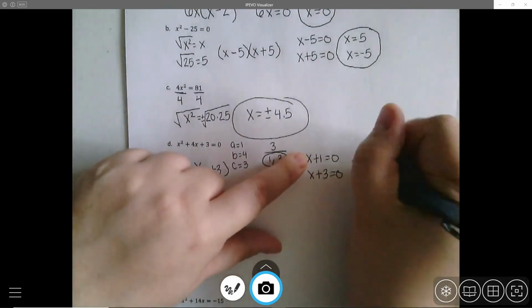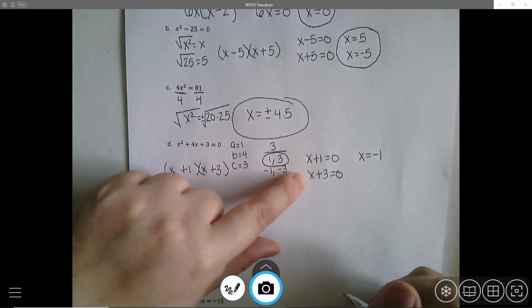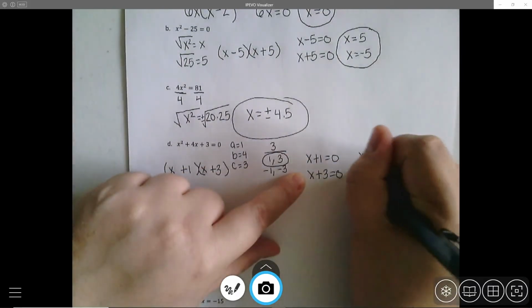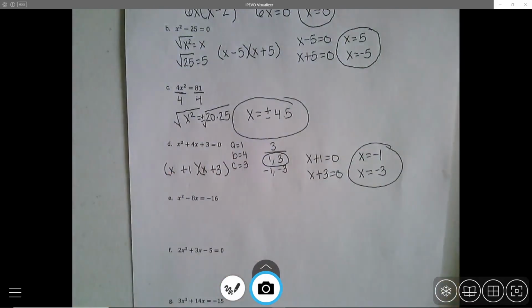So x plus 1 equals 0. x would equal a negative 1. x plus 3 equals 0. x would equal a negative 3. There's my solutions. And again, let's look at the graph of this real quick.